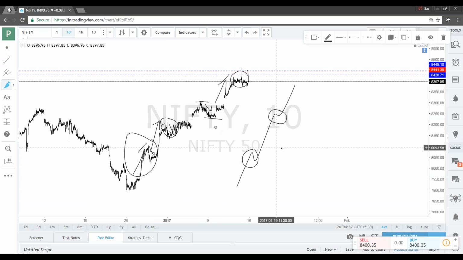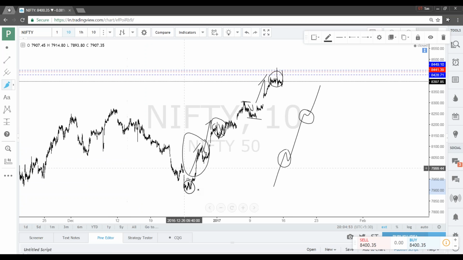There is one thing here. When an impulse is happening, many people who are on the other side get their stop loss hit. Suppose somebody was bearish here, thinking that price was coming down for so many days, it should again come down by simple logic.